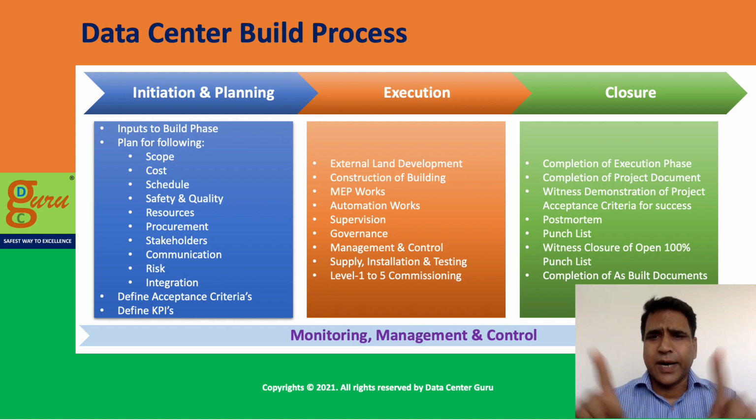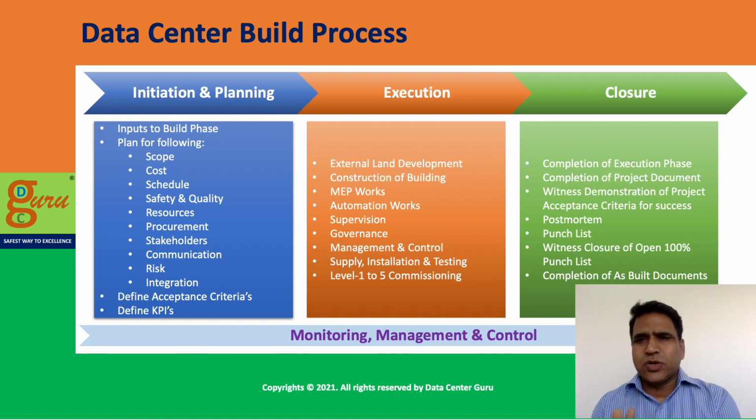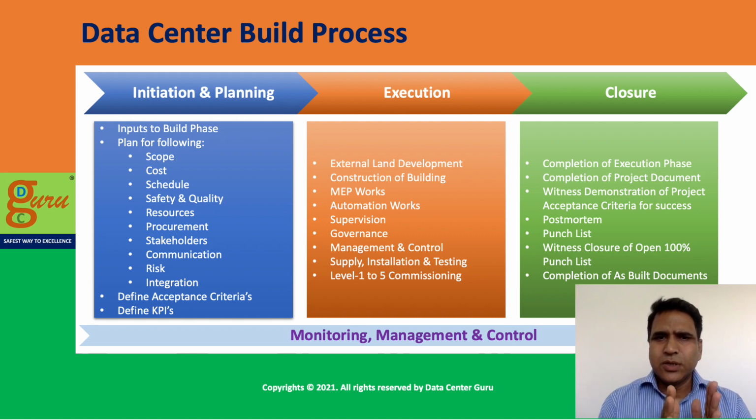So typically they call it the triangle: scope, time and cost. So you are able to manage it, but there are also a lot of other parameters like quality, resource, and other aspects that need to be seen. Then the process of construction is simple. Construction is you supply, install, test, and commission.